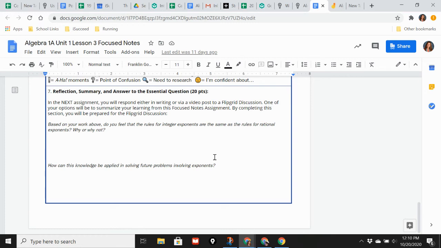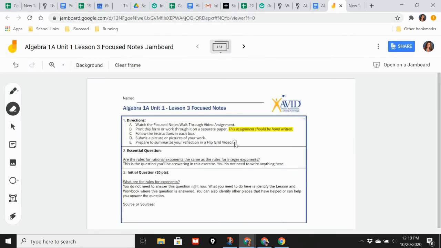Okay, from here, I'm going to go ahead and work on this first slide. It's sections 1, 2, and 3. So please, again, make sure you have your focus notes assignment printed out so you can go ahead and work on it. All right, so first things first, I'm going to put my name on it. Whoa, that's very thick.